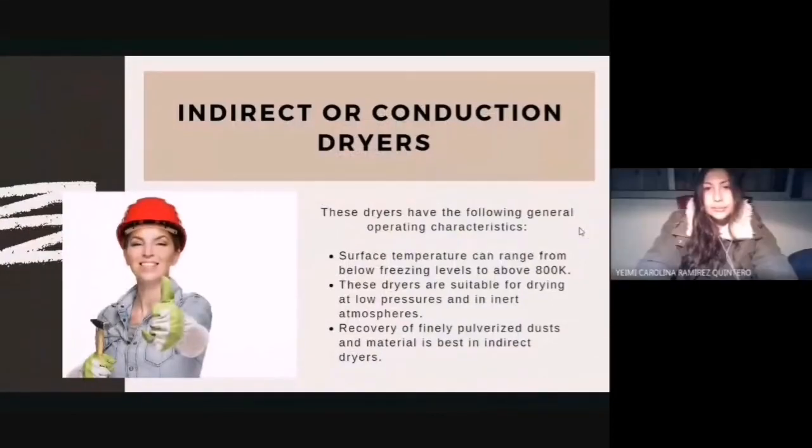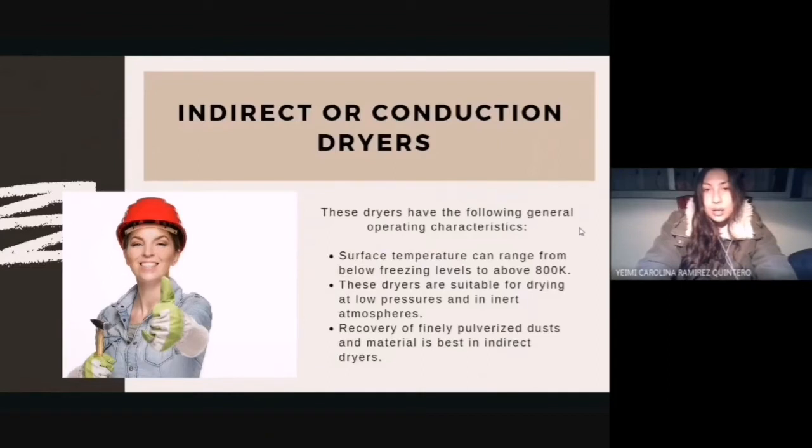Well, if we talk about indirect or conduction dryers, they are characterized in that in them the transmission of heat to the wet material takes place by conduction through a wall, generally metallic. Since there is no gas flow on the wet solid side, it is necessary to apply a vacuum or use a gentle gas flow to remove the moisture.